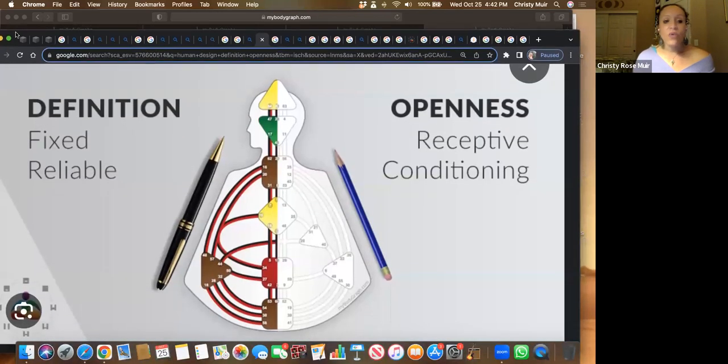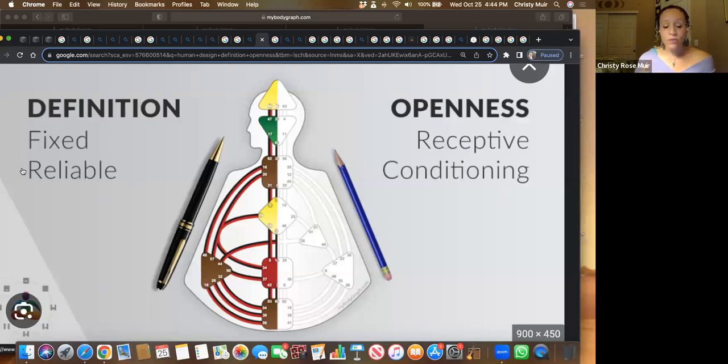So every single one of us is going to have parts of the body graph that are colored in. And by the way, the colors are always the same. The colors do not change. There's no good color, bad color, or improving your color. If a center is filled in, or colored in, or defined, it's going to always have the same color. And if it's open, it'll be white. So whatever is defined in us, whatever is colored in, is fixed and reliable. We can depend on that energy.